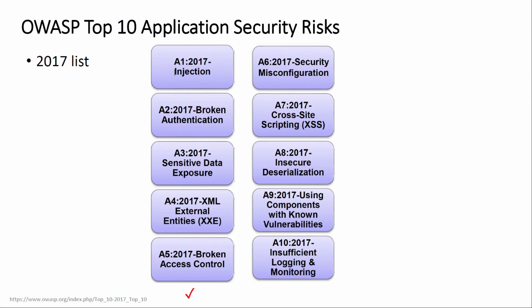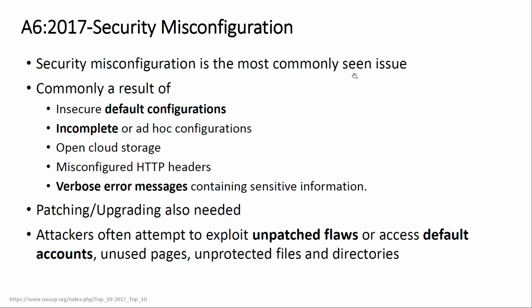So far we have talked about the first 5 of them. So the remaining 5 risks in our top 10 list are as follows. We will continue with security misconfiguration. Security misconfiguration is the most commonly seen issue, commonly a result of insecure default configurations, incomplete or ad hoc configurations, open cloud storage, misconfigured HTTP headers, and verbose error messages containing sensitive information. In this case, patching and upgrading are also needed.